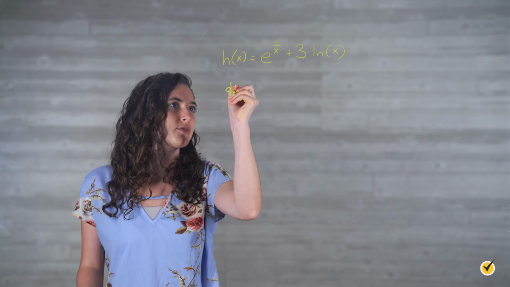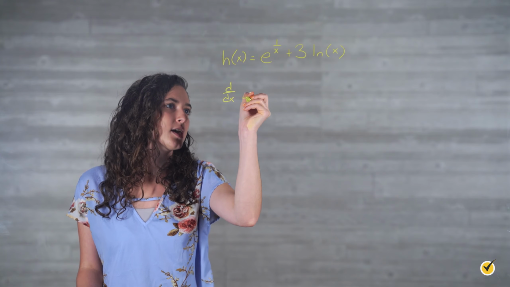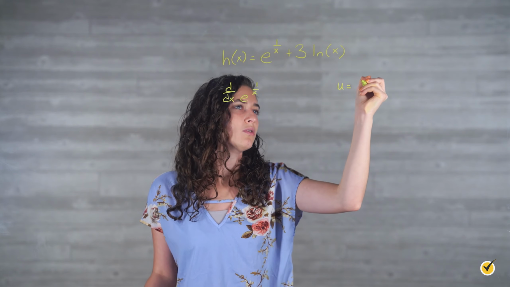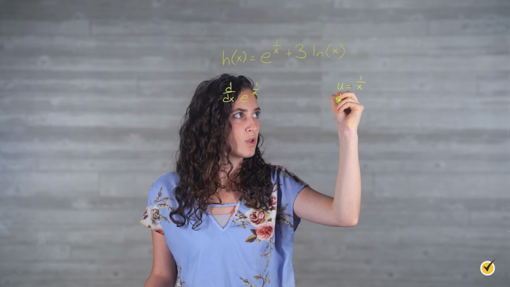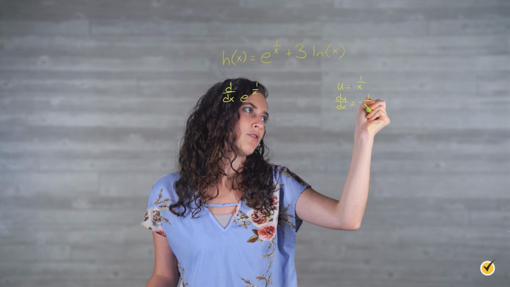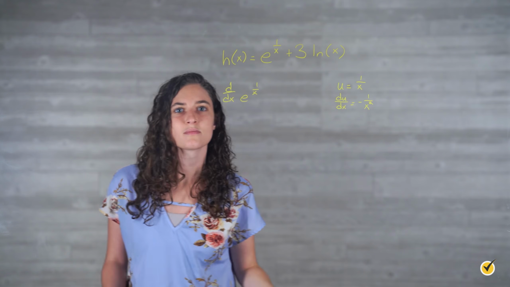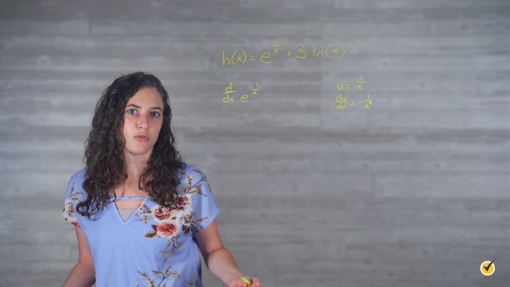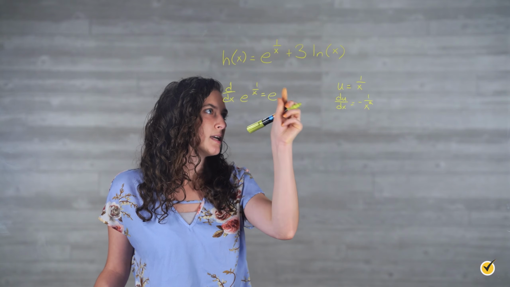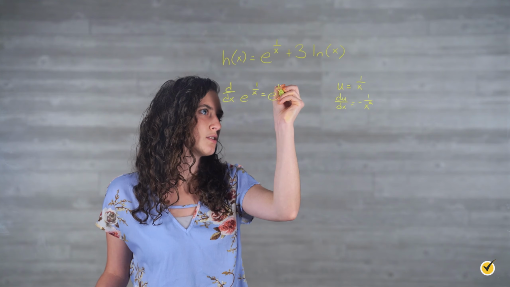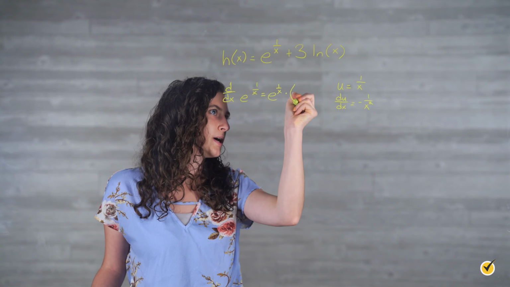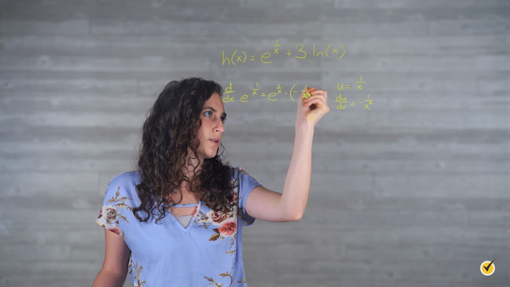So if we're trying to find the derivative of e to the 1 over x, we can set u to be equal to 1 over x, which makes the derivative of u equal to negative 1 over x squared. So now we can use our chain rule formula, which tells us that we take e to the u, so e to the 1 over x, and multiply it by the derivative of u, so multiply it by negative 1 over x squared.